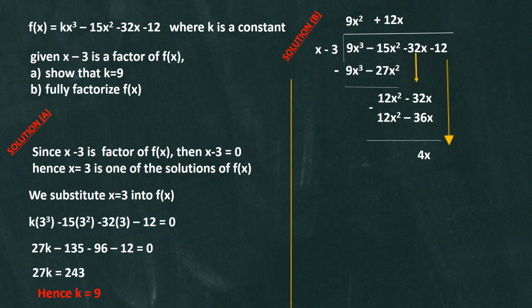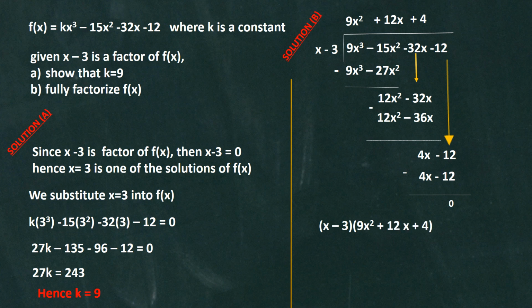We bring down the minus 12 so that we can do the division, and so we now have x minus 3 being divided into 4x minus 12, and that is clearly 4 times. We multiply 4 by x minus 3, which is outside the long division sign, and that gives us 4x minus 12. When we subtract, we end up getting 0. So we have found another factor for the function f(x), which is 9x squared plus 12x plus 4.